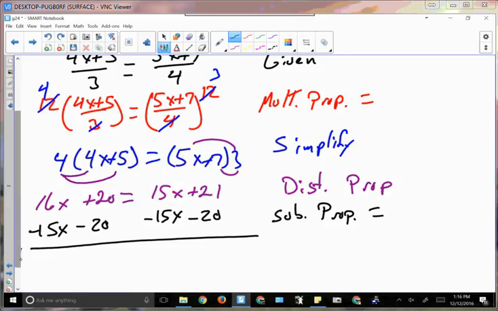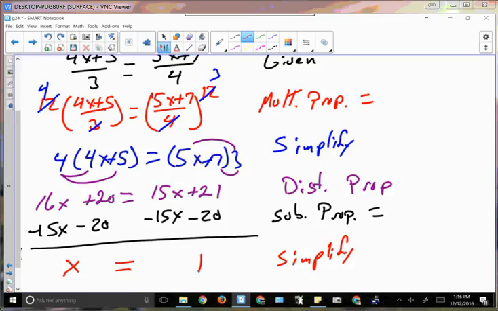So, I get down to, well, what should be the next line then? Okay, so that's going to be a simplify. And that leaves you with x is equal to 1. Am I done? Yeah. All this is just an algebraic process.